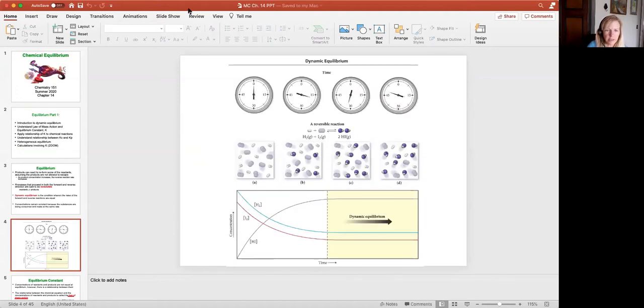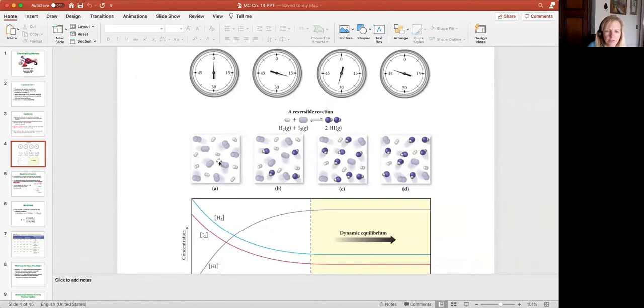So here would be a slide that represents a dynamic equilibrium. At time zero, I only have my reactants. I have hydrogen gas here, and I have iodine, and I only have that. So I haven't started the reaction yet. I'm at time zero. Now, if I look at what happens at about 17 seconds, hydrogen and iodine are starting to form hydroiodic acid. Here at about 32, I'm starting to form more, and then here at 47, it looks very similar to what was happening at 32.